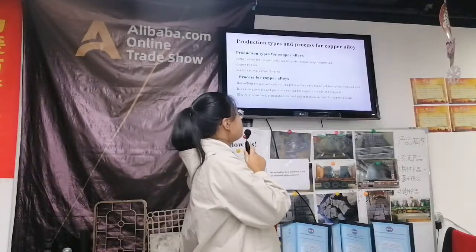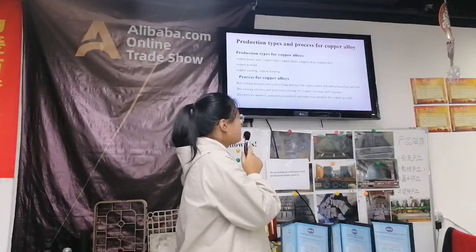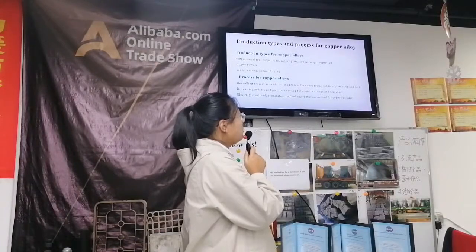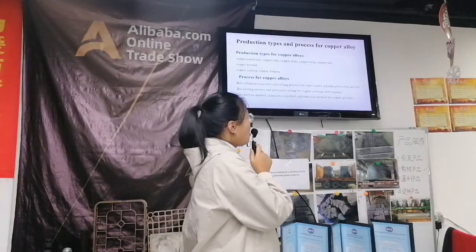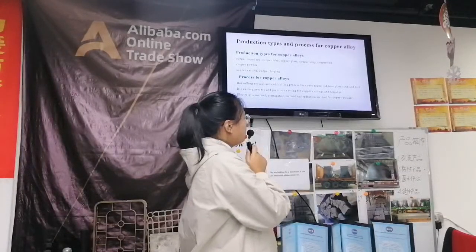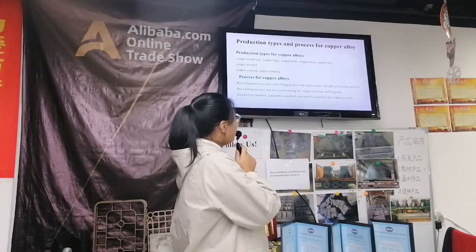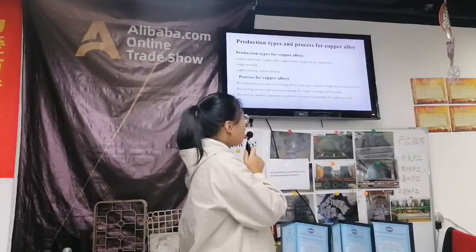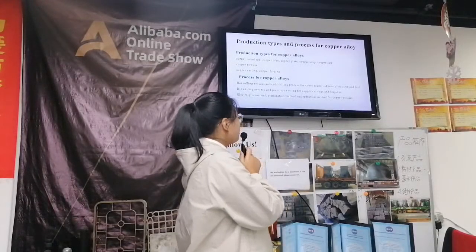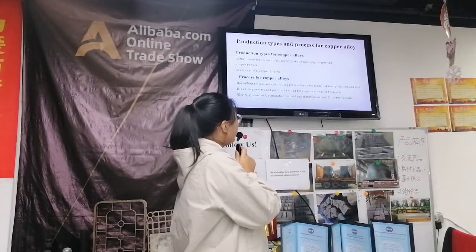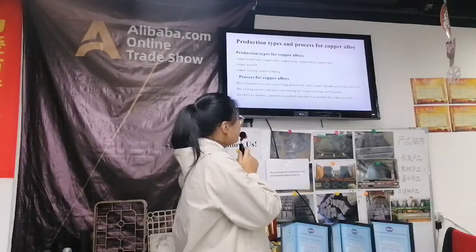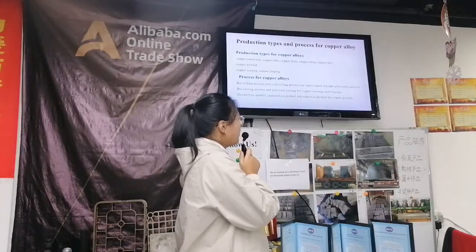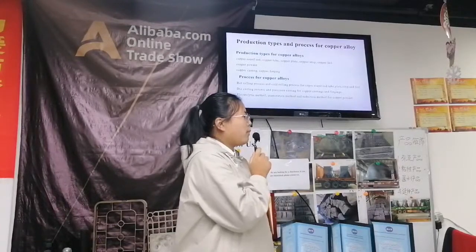Hot rolling process and cold rolling process for copper round rods, tubes, plates, strips, and foils. Die casting process and processing casting for copper castings and forgings. Electrical method, optimization method, and rejection method for copper powder.